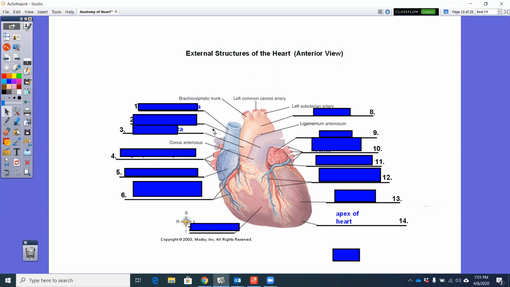I like to kind of follow the pathway of circulation that we did yesterday and keep everything in the same order.